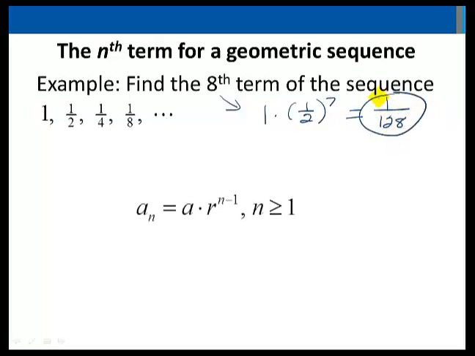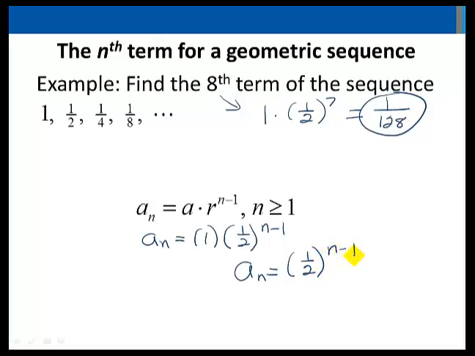Okay, the formula for the nth term of a geometric sequence is a times r raised to the power n minus 1, where n is greater than or equal to 1. So if we want to find a formula for the nth term of this sequence, we take our first term of 1 times our common ratio of 1/2 raised to the power n minus 1. So a sub n will be equal to 1/2 raised to the power n minus 1.